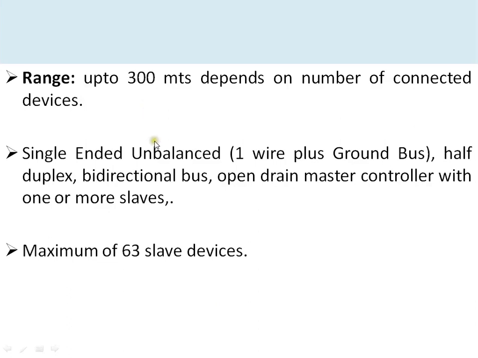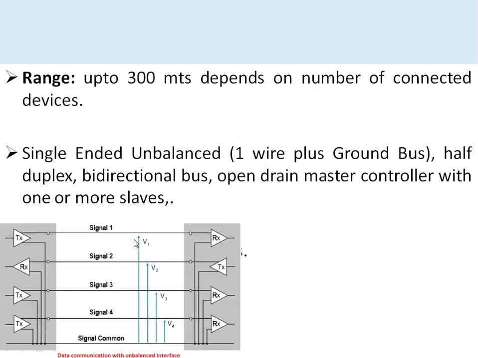It supports single-ended unbalanced communication for exchanging data between the master and the slave, half duplex communication, and it's a bidirectional bus. It is an open drain master controller with one or more slaves, and a maximum of 63 slave devices can be connected in the network. Unbalanced communication means the signal is referenced with respect to the common.